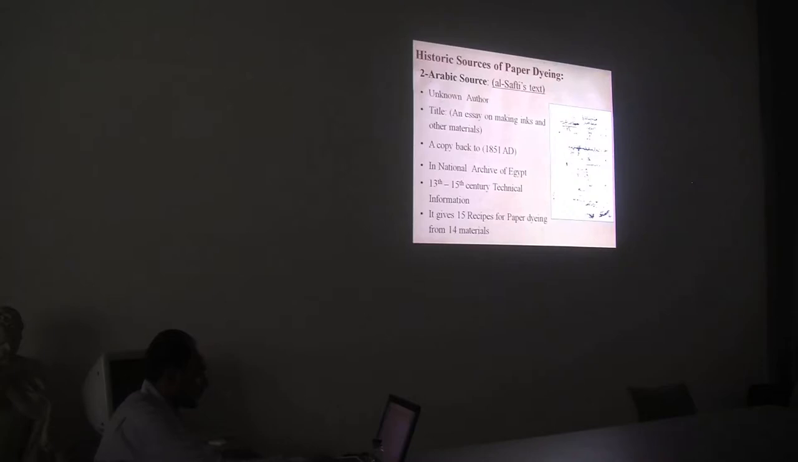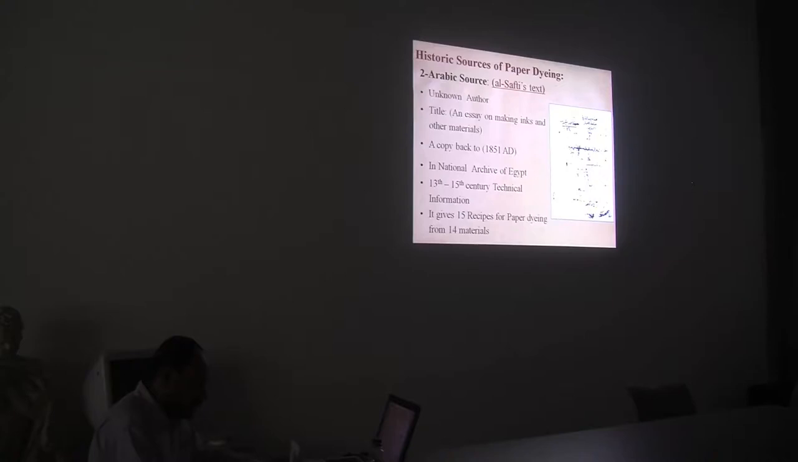It was so strange that I didn't find any Arabic documents at the early point of my research, so I started to search for any data in some Egyptian libraries, mainly the National Archives of Egypt and another library called Al-Azhar Library. I found three manuscripts that have valuable information about paper dye. One of them dates back to the 11th century.